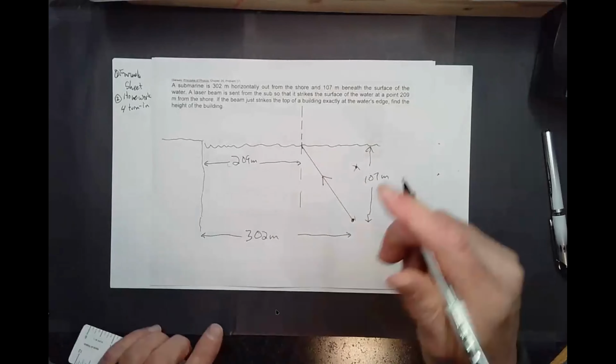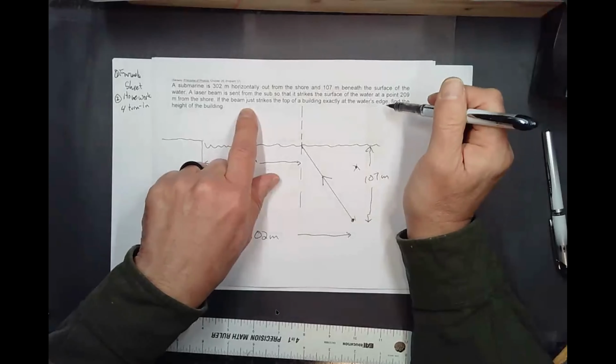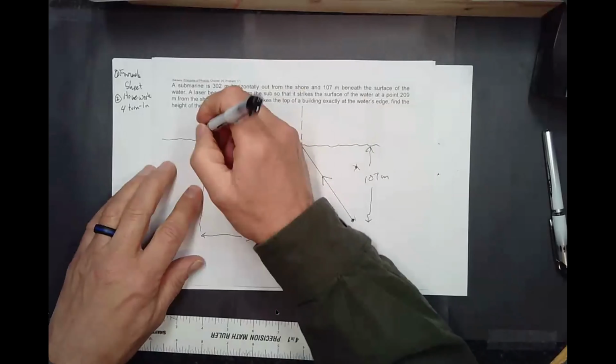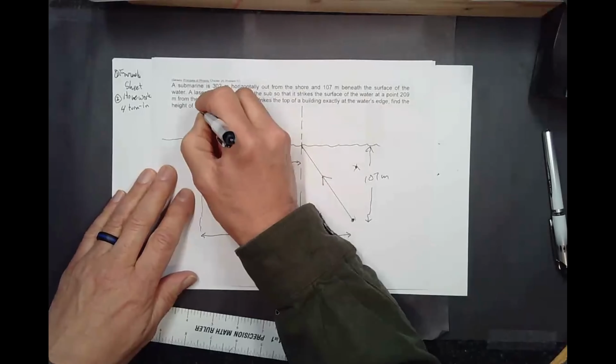And what's the question? If the beam just strikes the top of a building exactly at the water's edge, find the height of the building. Huh. Well, okay, so here's our building that's right at the shore of the water.